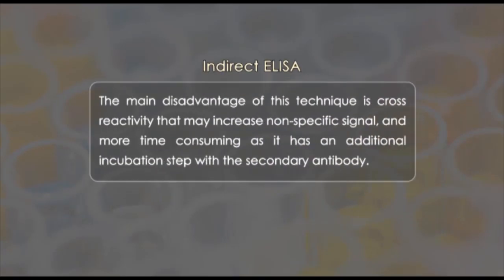It is a more sensitive assay compared to the direct ELISA, as more than one labeled antibody is bound per one primary antibody. It is also more cost effective and flexible, as different primary antibodies could be used with the same labeled antibody. The main disadvantage of this technique is cross-reactivity that may increase non-specific signal, and it is more time consuming, as it has an additional incubation step with the secondary antibody.